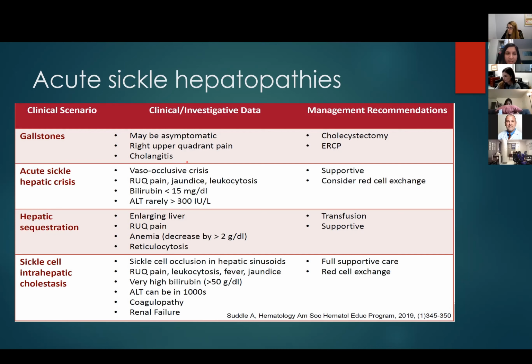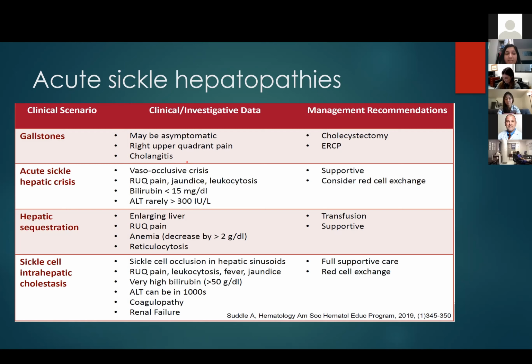So acute sickle hepatic crisis basically means vasoocclusive crisis happening within the liver. So these patients have right upper quadrant pain, jaundice. They tend to have leukocytosis, but this is not that bad. Usually their hemoglobin is less than 15 and their ALT is less than 300. And you treat it like you would treat a pain crisis, plus you consider doing an exchange transfusion, depending on their hemoglobin and their severity.